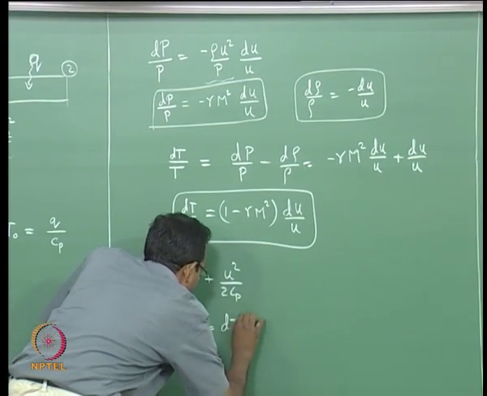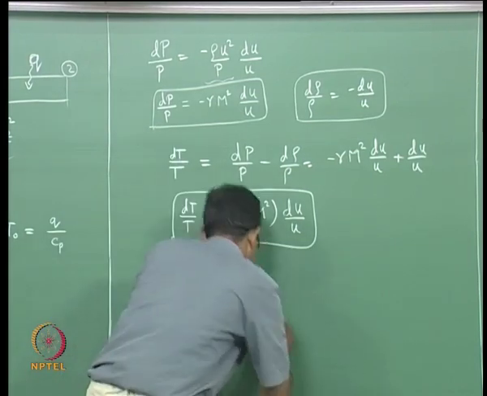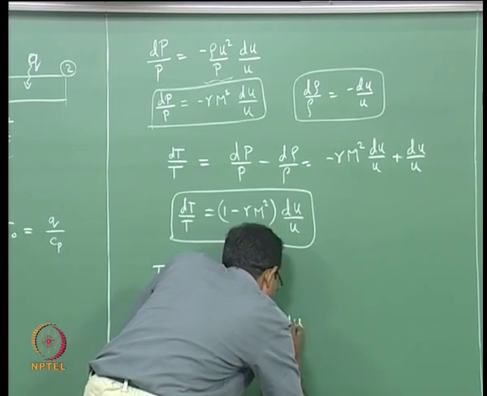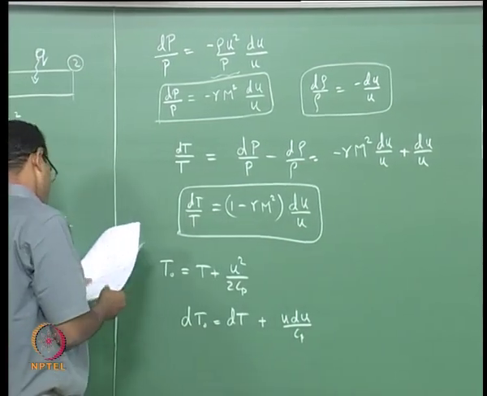I am having this. So, I am going to write dT naught equal to dT plus the derivative of this, which will be U dU by Cp. That is the expression I have there.